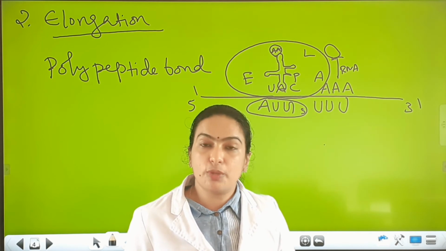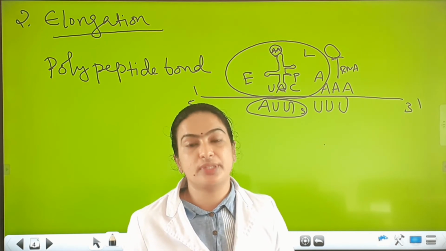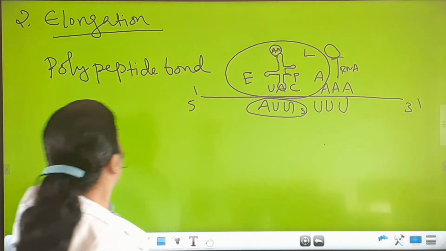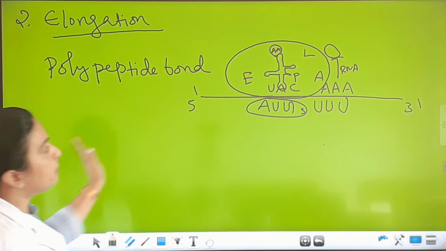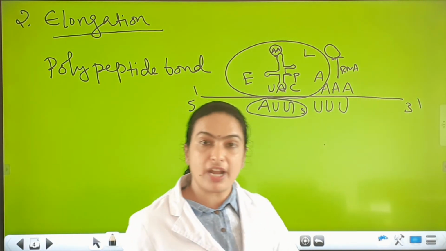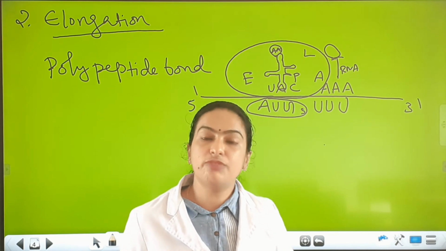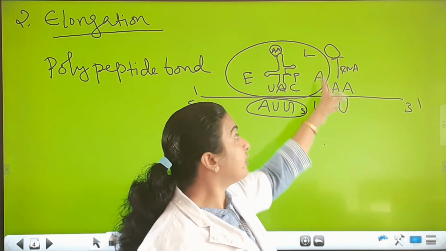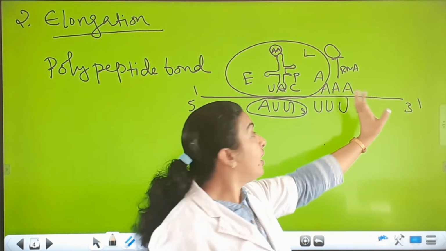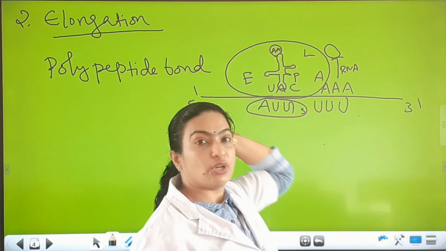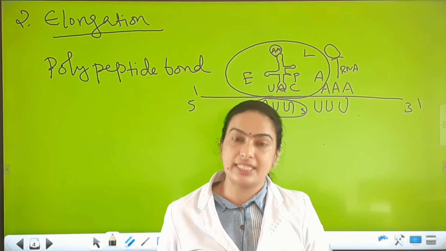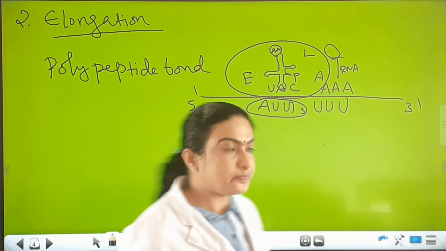The carboxyl group of the first amino acid is connected to the amino group of the second amino acid. Thus, a polypeptide bond is formed by the elongation of this ribosome complex. One by one, amino acids are added by the charged tRNA. When the third tRNA binds with the mRNA codon, the second one is also released from the complex through the exit site, the E site. Is it clear?